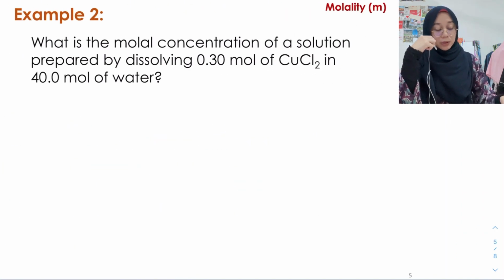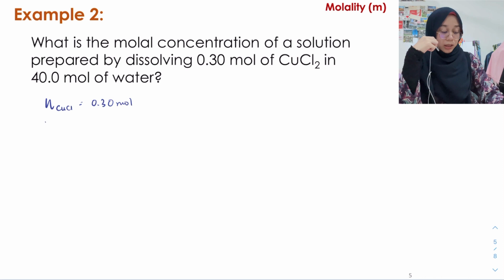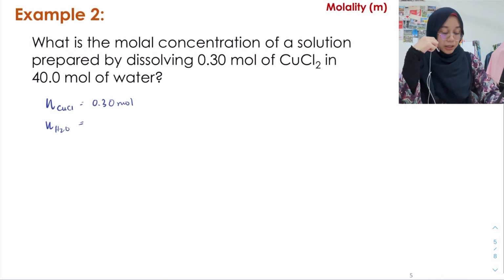Example 2: what is the molar concentration of a solution prepared by dissolving 0.3 mole of CuCl? Okay, so given to you class, CuCl, which is our solute, is given in moles. Then it also gives the mole of water, which is our solvent, and this one is given as 40 mole.